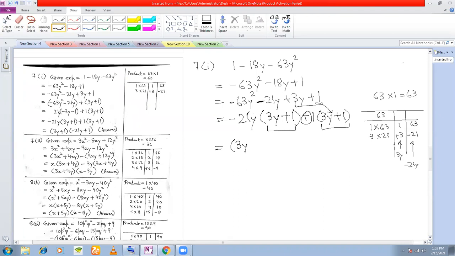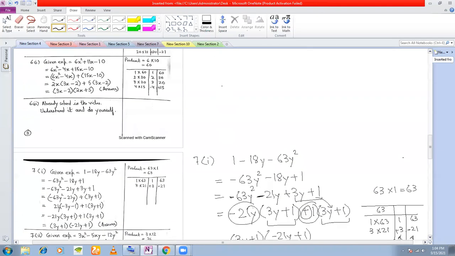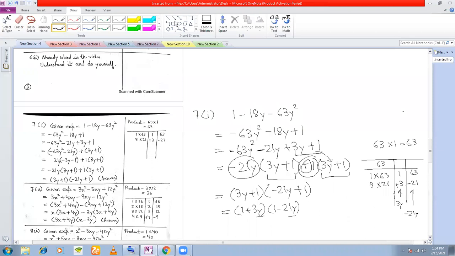So I'll take this out, 3y plus 1. What am I left with? I'm left with minus 21y, and I'm left with plus 21. So you can write this as 1 plus 3y into 1 minus 21y. So a better way of writing, write y later. Okay, any question here? No, sir. Okay. I'm not going to discuss any further. Okay, so I'll stop here.